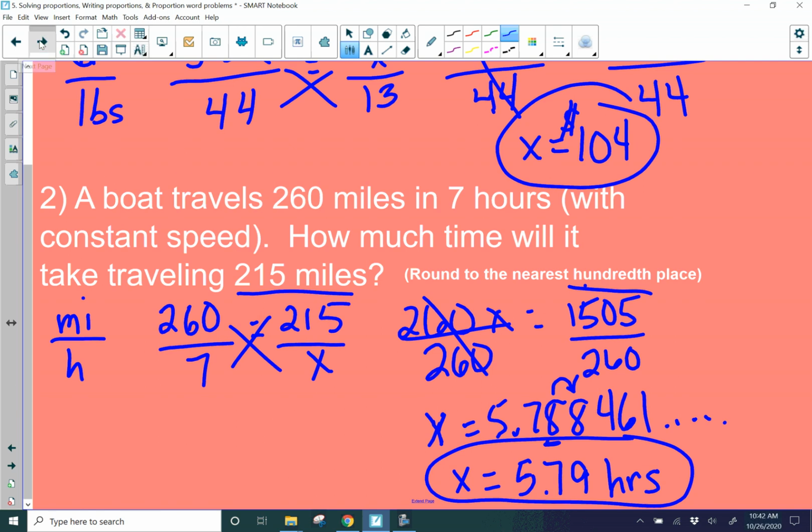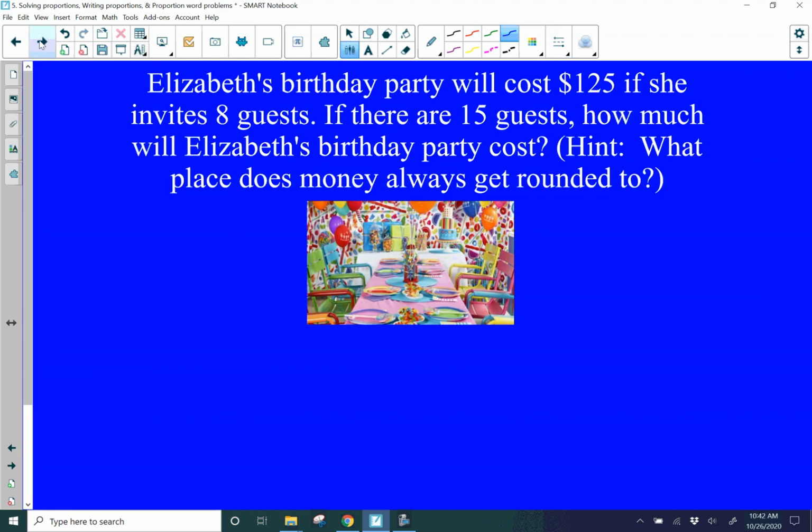Okay, let's try a few more of these. Elizabeth's birthday party will cost $125 if she invites 8 guests. If there are 15 guests, how much will Elizabeth's birthday party cost? Okay, and notice there's a little hint there that says, what place value does money always get rounded to? Well, when we think of dollars, we always take it out 2 decimal places, which means it gets rounded to the hundredths place.